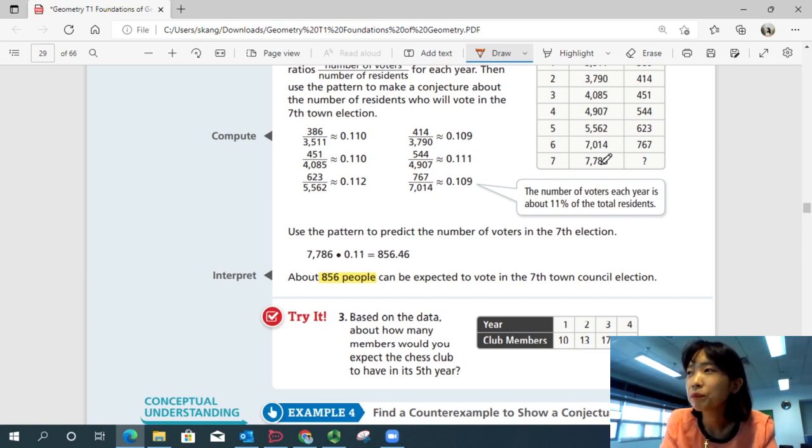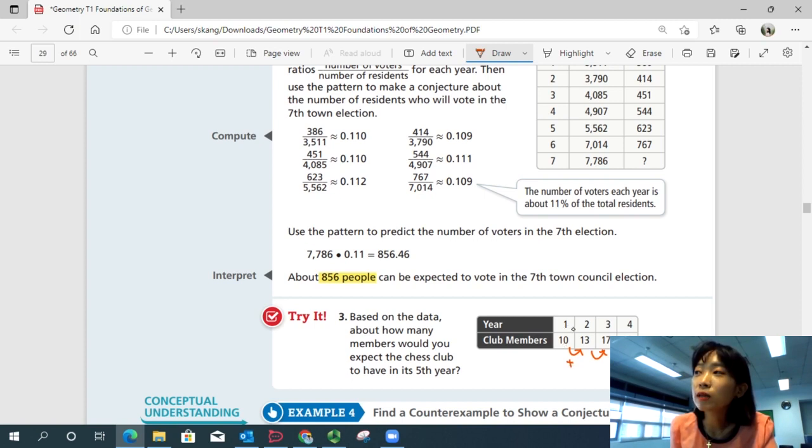Okay, are you ready? So every year you get more club members. Do you see any pattern? You might not see a perfect pattern or a ratio, and that's okay. That happens a lot in real life.